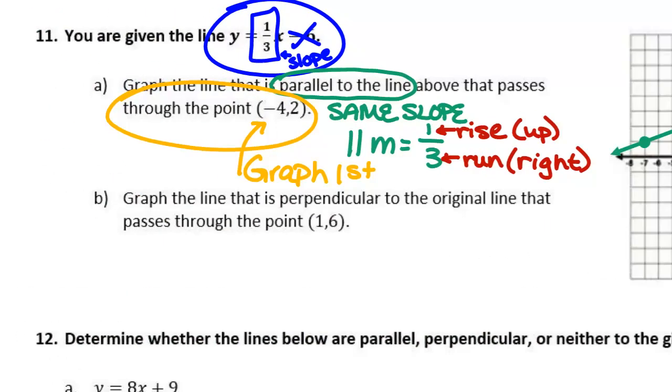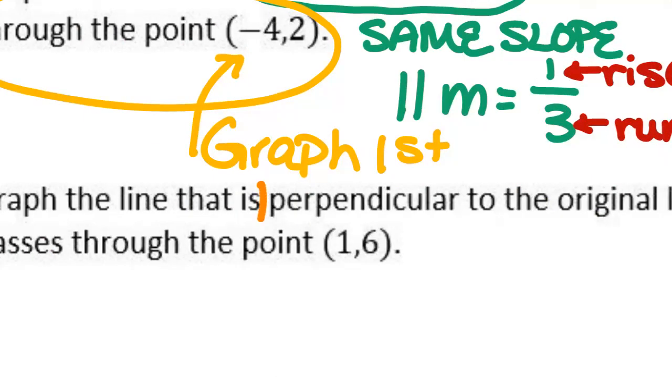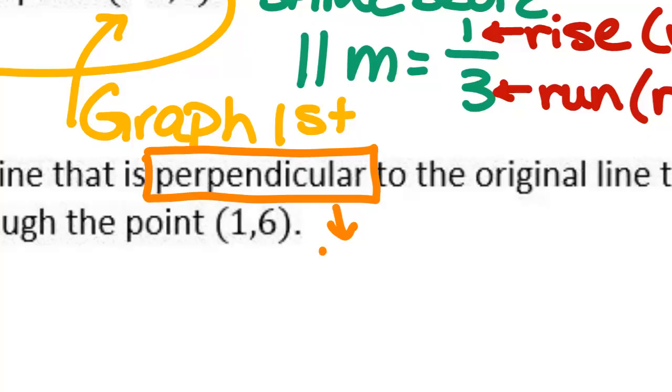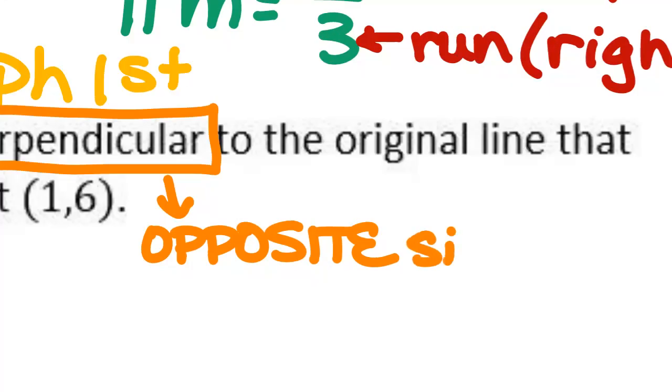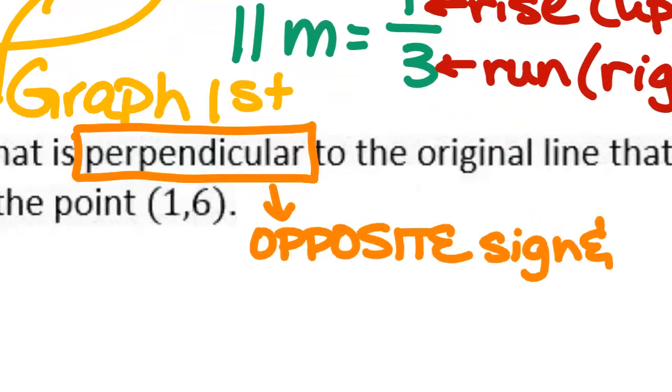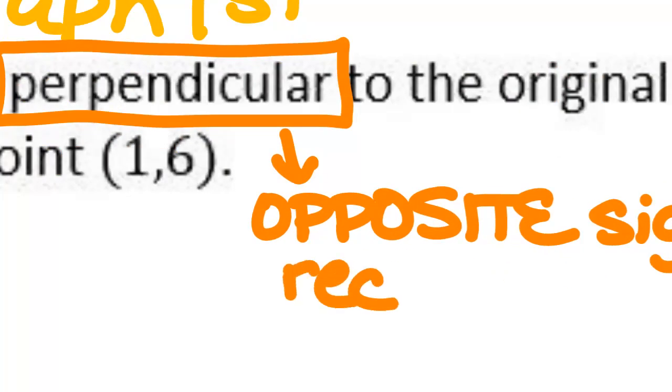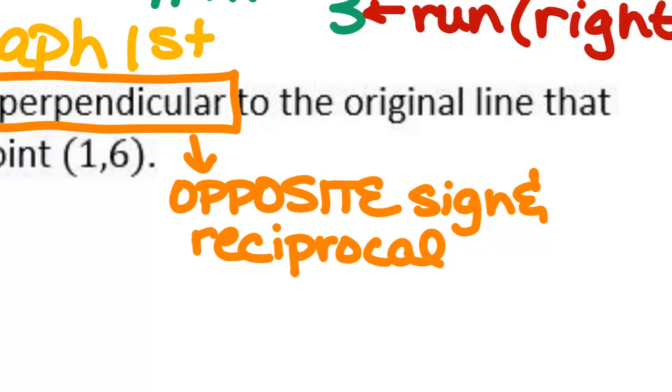For part B, we're going to do it just like we did part A, except this time I want it to be perpendicular to the original line. So we're going to need a slope that is the opposite sign and the reciprocal. So we're going to flip the fraction.